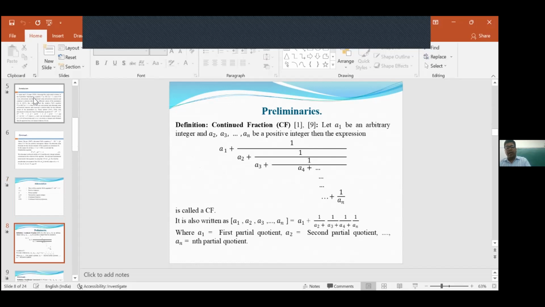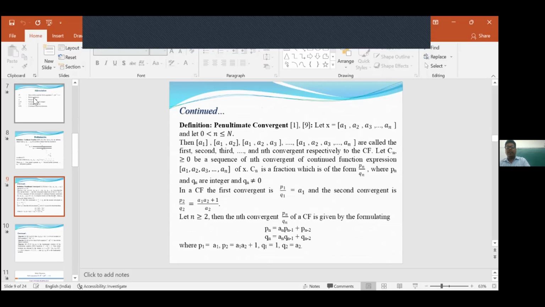Let a1 be an arbitrary integer and a2, a3, up to an be positive integers. Then this expression is called a continued fraction. It is also written as [a1, a2, up to an] is equal to a1 plus 1 upon a2 plus 1 upon a3 and so on, where a1 is called the first partial quotient and a2 is called the second partial quotient, and similarly an is called the nth partial quotient.